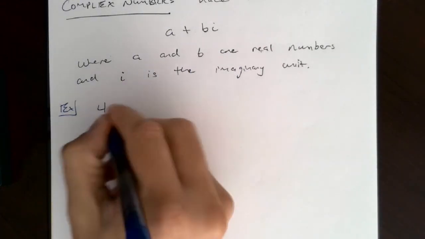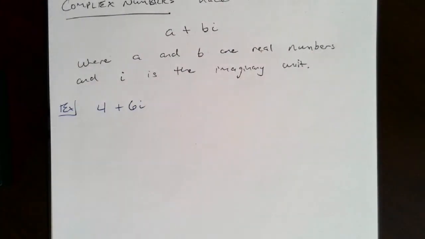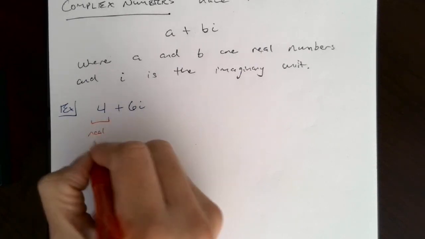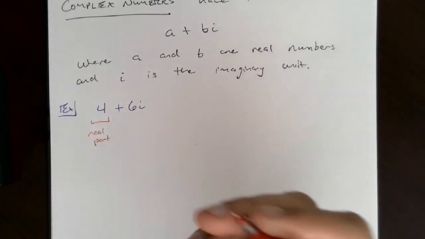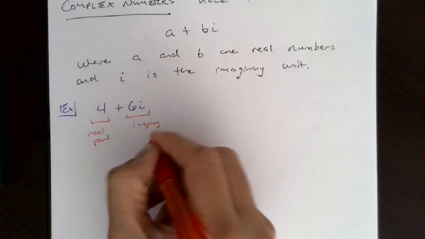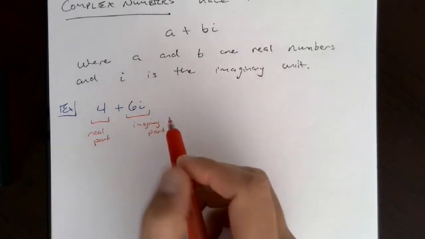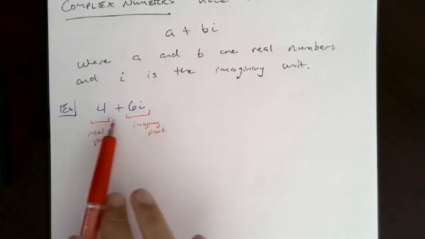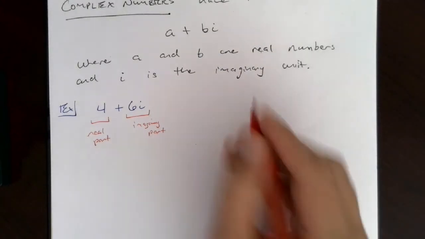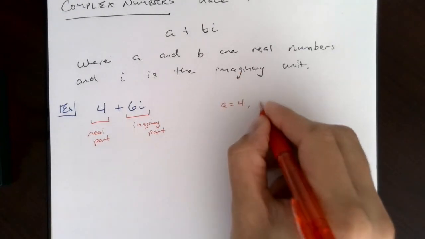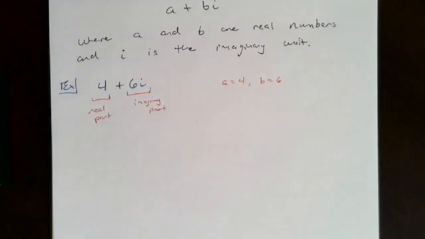So, for example, if I said 4 plus 6i, well, what's the real part? The real part is 4, the part that doesn't have the i with it. What's the imaginary part? Well, that's the part that has the i. So the imaginary part is 6i. So 4 plus 6i, you can't combine these. They're not like terms, so don't try to combine the 4 and the 6 and make it 10i. They have to be separate. So if I said, what's a and what's b here? Well, a is equal to 4, b is equal to whatever's in front of i, which is 6. Typically not too difficult to understand.